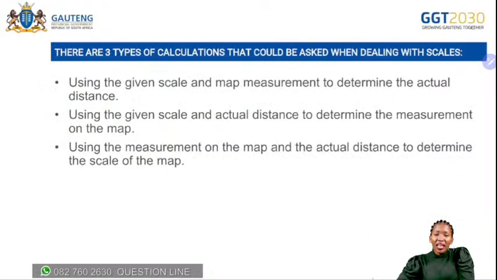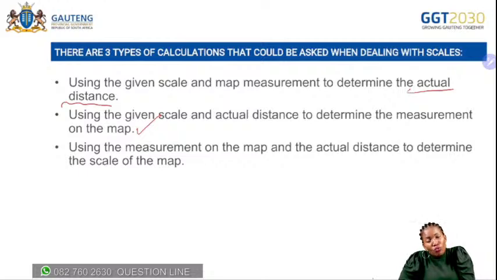So when we're working with scale calculations, guys, these are the 3 types of questions that you can expect in the exam as you guys are preparing now for your June exam. First, using the given scale and the map measurement to determine the actual distance. You will definitely be required to calculate the actual distance, either using a map or using whatever image is given to you. You must also expect to use the given scale and the actual distance to determine the measurement on the map. Guys, sometimes you'll be given the actual distance and then you'll be given a scale. And then from that information, the examiner can ask you to determine the distance on the map.